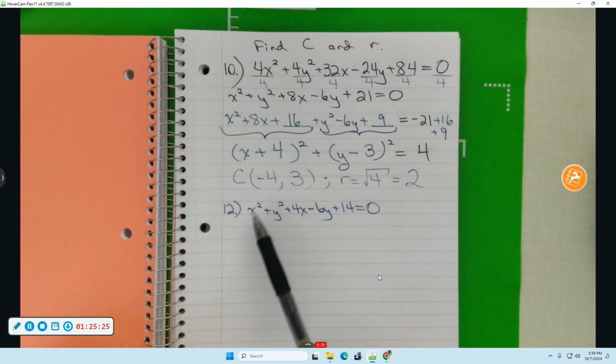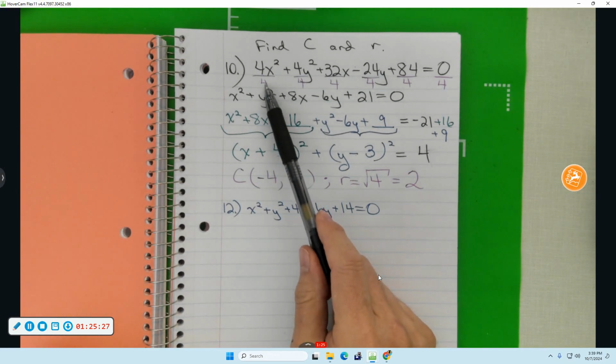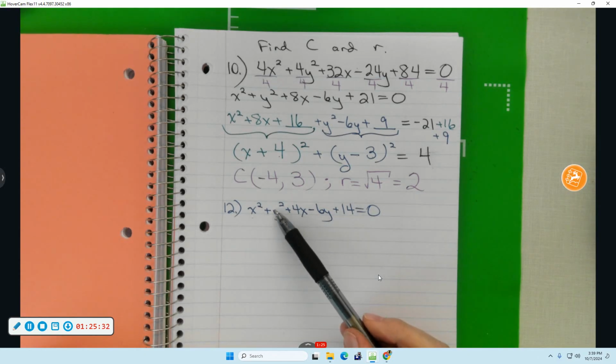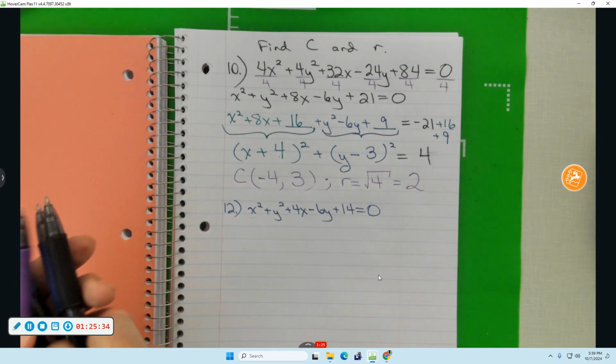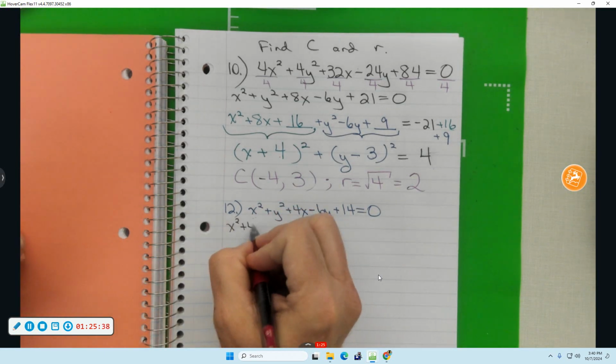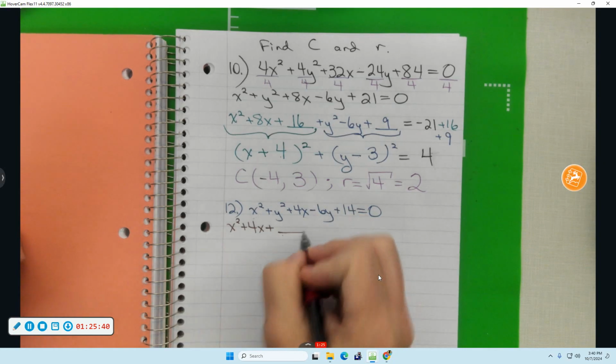So what do y'all think? Is this like number 10? Am I going to have to divide first? No, the leading coefficients are already 1. So we group the x terms together. X squared plus 4x plus, skip some space.